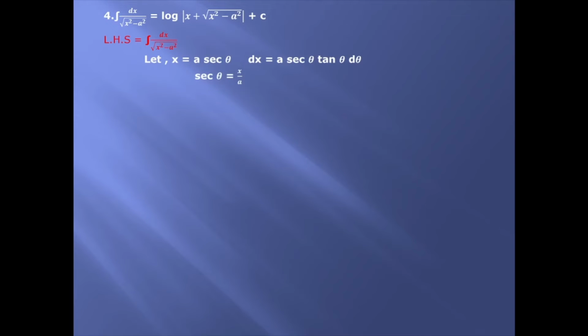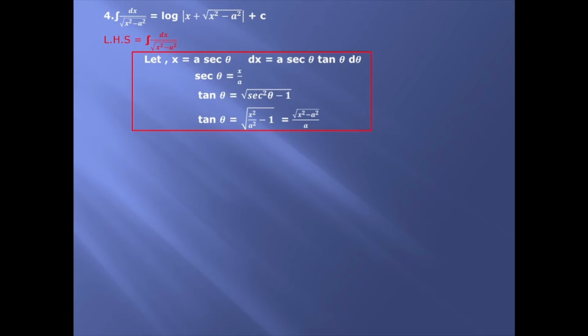Since x is equal to a secant theta, secant theta will be equal to x by a. Then tan theta will be equal to root of secant square theta minus 1. We know that tan square theta is equal to secant square theta minus 1, so tan theta will be equal to root of secant square theta minus 1. Instead of secant square theta, we can substitute x square by a square. Then it will be equal to root of x square minus a square by a.